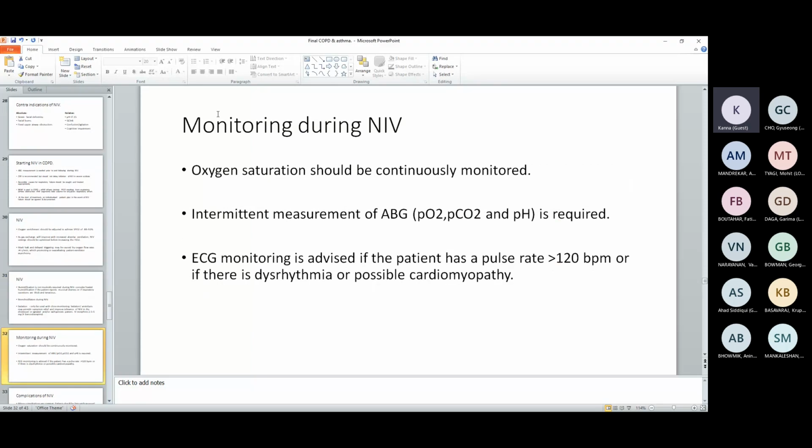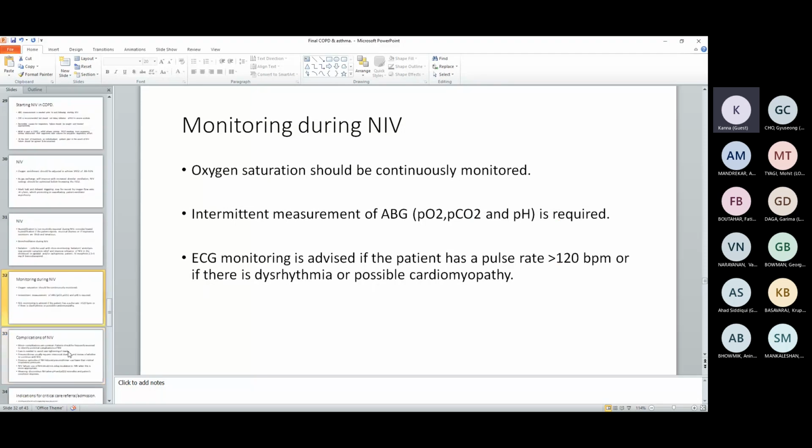For monitoring, oxygen saturation should be continuously monitored, and intermittent ABGs should be done to titrate the oxygen level and the NIV setting. And if the patient is having any hemodynamic instability, especially with a high heart rate or arrhythmias, then ECG monitoring needs to be continued.